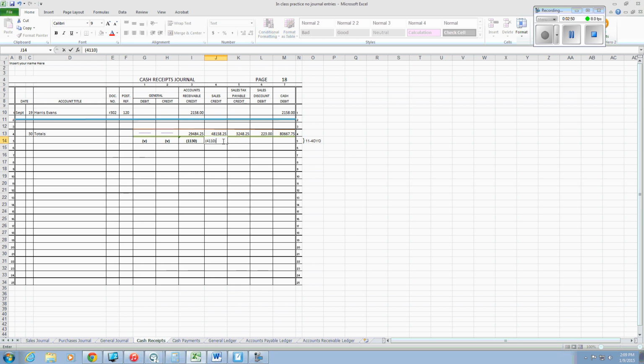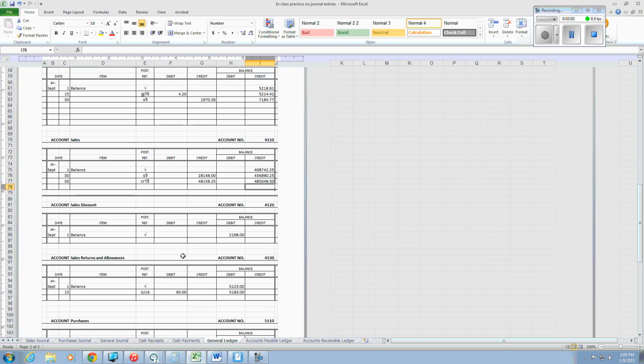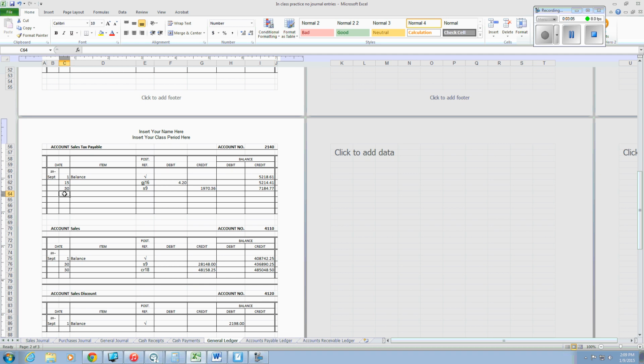4,110. Again, we need to bold that and center that, and we're going to do the same with those, bold and center. Okay, same thing here, sales tax payable credit. Again the date, and it's going to be CR18. We're going to credit that for $3,248.25 and add those together. And then the 2,140 account number.